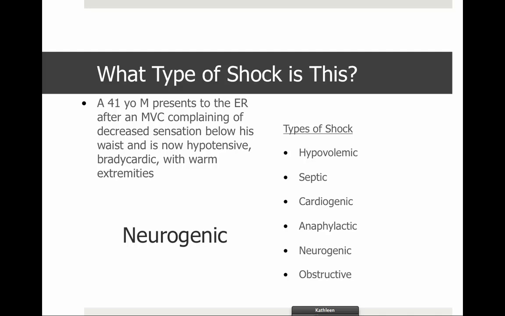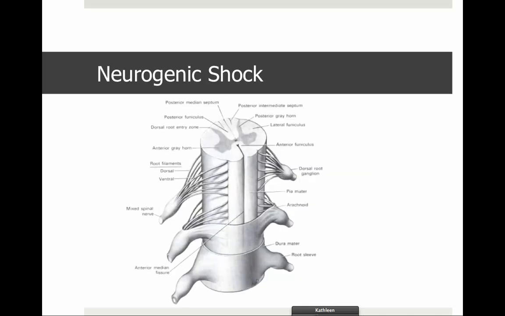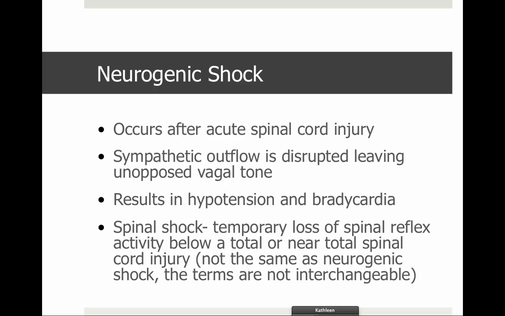We have a 41-year-old male who presents to the ER after an MVC, complaining of decreased sensation below his waist, and is now hypotensive, bradycardic, with warm extremities. Neurogenic shock occurs after acute spinal cord injury. What happens is sympathetic outflow is disrupted, leaving unopposed vagal tone, which results in hypotension and bradycardia.